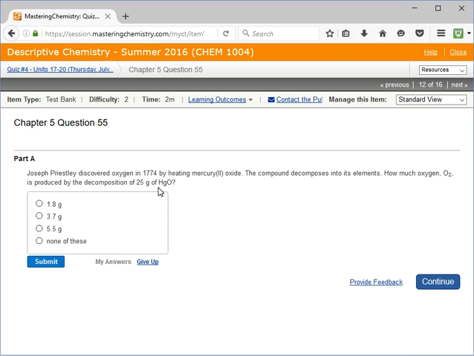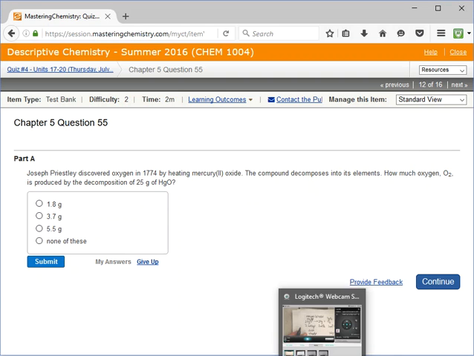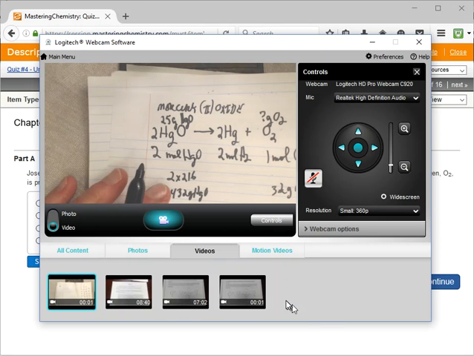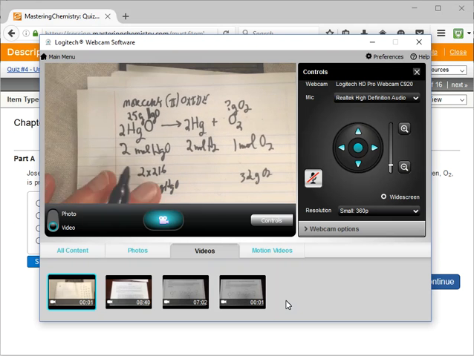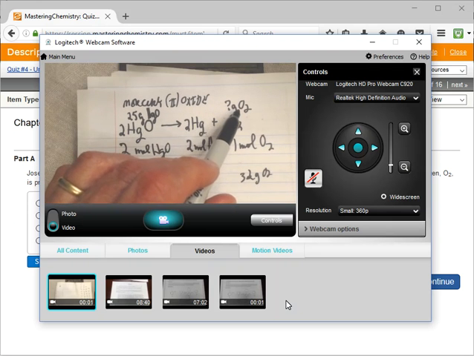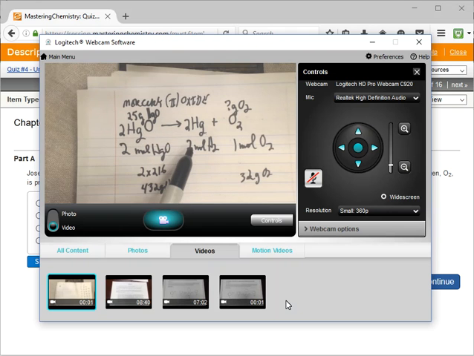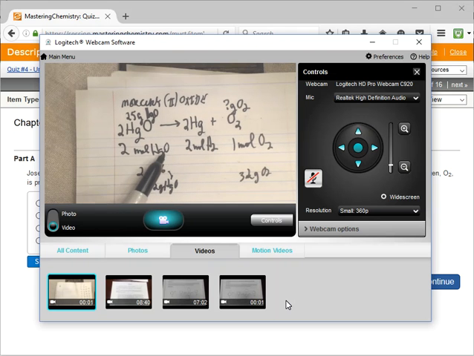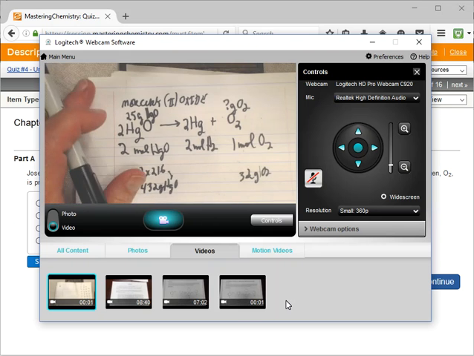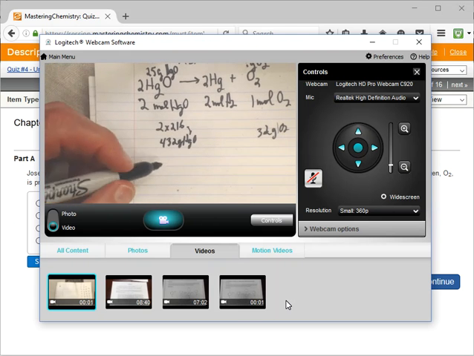So if you're back, oh, it'd help if I was actually showing you the video. I knew I would do that. Okay, so here it is. Okay, 25 grams of mercury(II) oxide. How many grams of oxygen can I make? It's 2 moles of this. Gives me 2 moles of that, 1 mole of that. Or in terms of grams, this is 2 times 216 grams for each one of those. And this is 1 times 32, looks like that. And so you set it up and say, okay, so how many grams of oxygen?